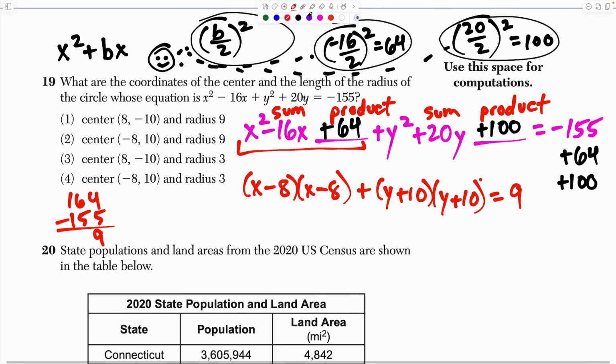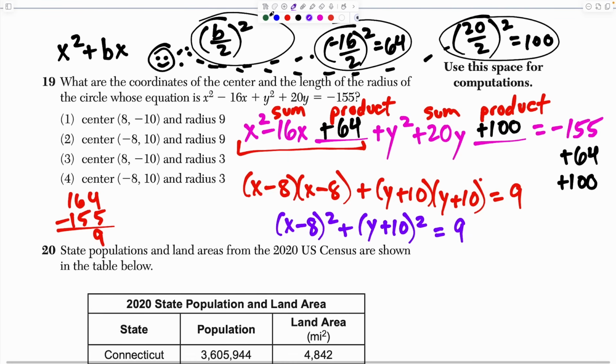Now I can write this a little bit nicer. This is x minus 8 squared, because I'm doing x minus 8 times x minus 8, plus y plus 10 squared equals 9. Once again, this is why we call these perfect square trinomials: we are able to factor them into two matching factors like this and write the equation in this form.